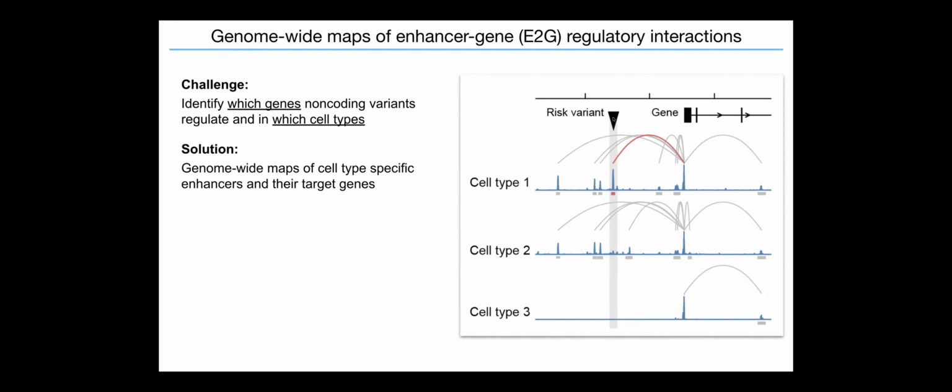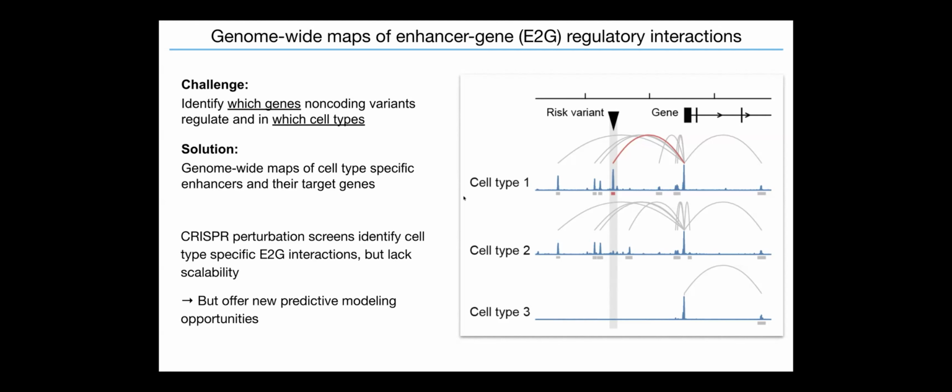As you can see, what that allows us to do is to say that the risk variant here is in an enhancer in cell type 1 that is regulating this gene. Therefore, that cell type and that gene are good candidates to follow up on to know more about what that non-coding variant might be doing. So the question, of course, is how do we actually get to these maps across many cell types and throughout the genomes of these cells?